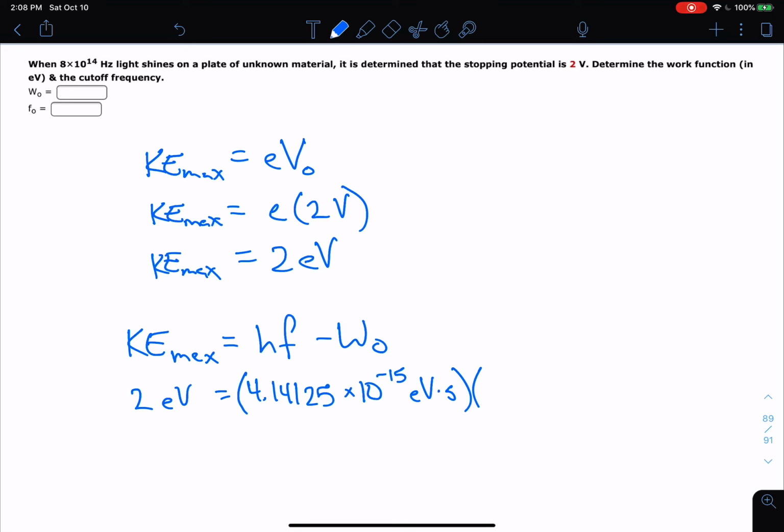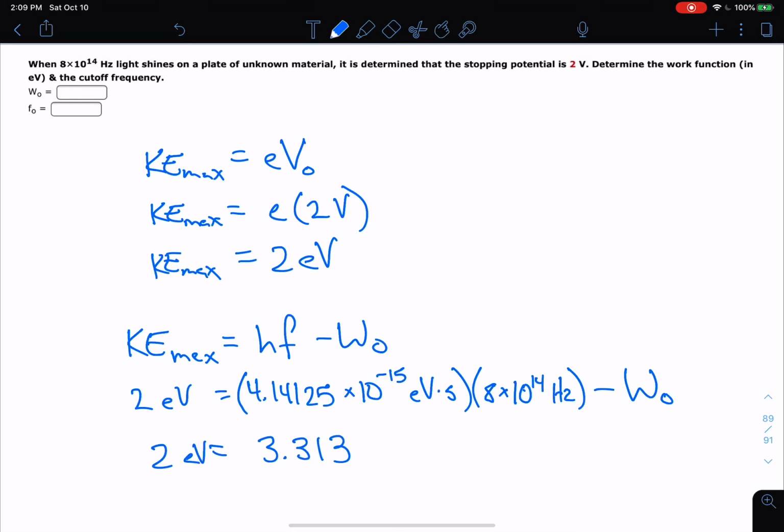And my frequency is 8 times 10 to the 14th, that's hertz. And I don't know the work function. So go ahead and multiply this out. 4.14125 E negative 15 times 8 E 14, and that works out to be 3.313, and this will be electron volts.